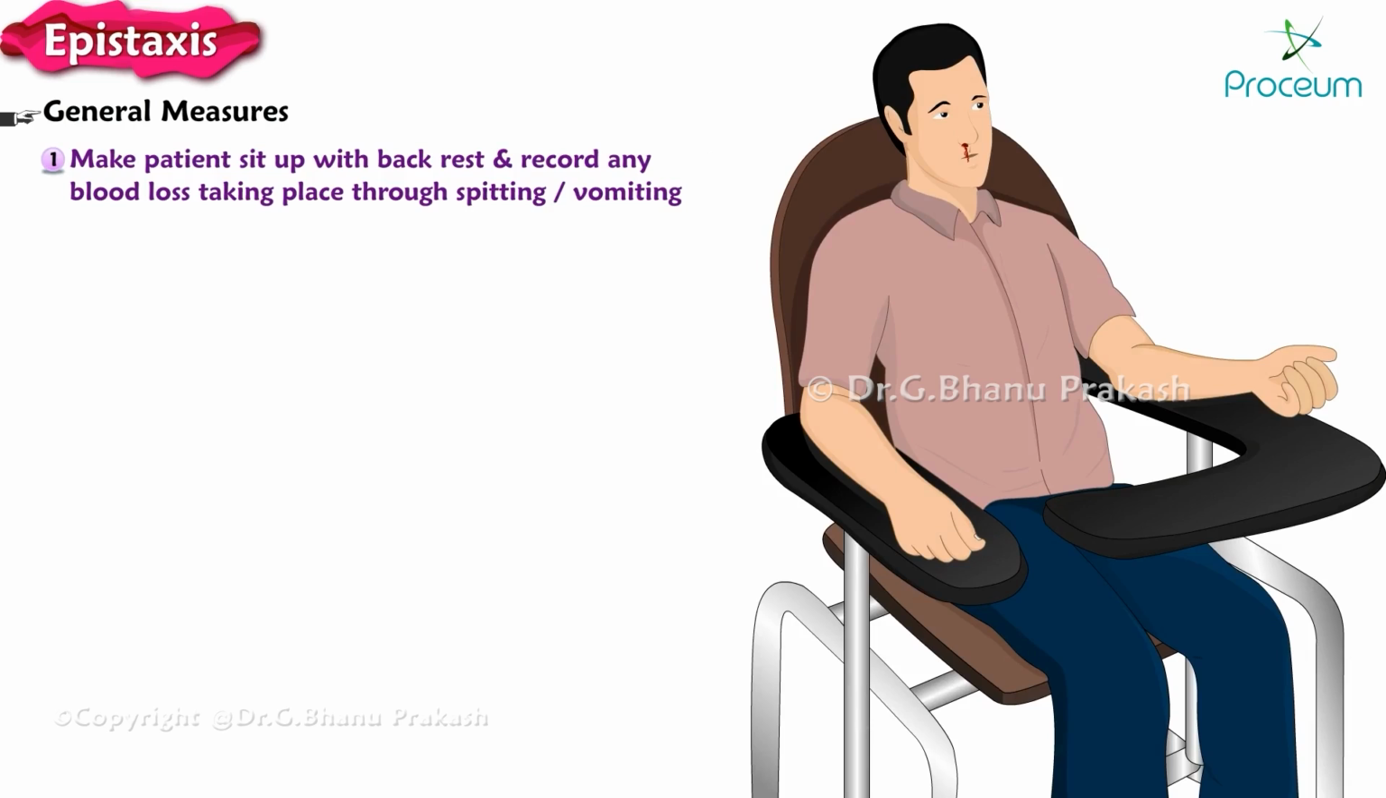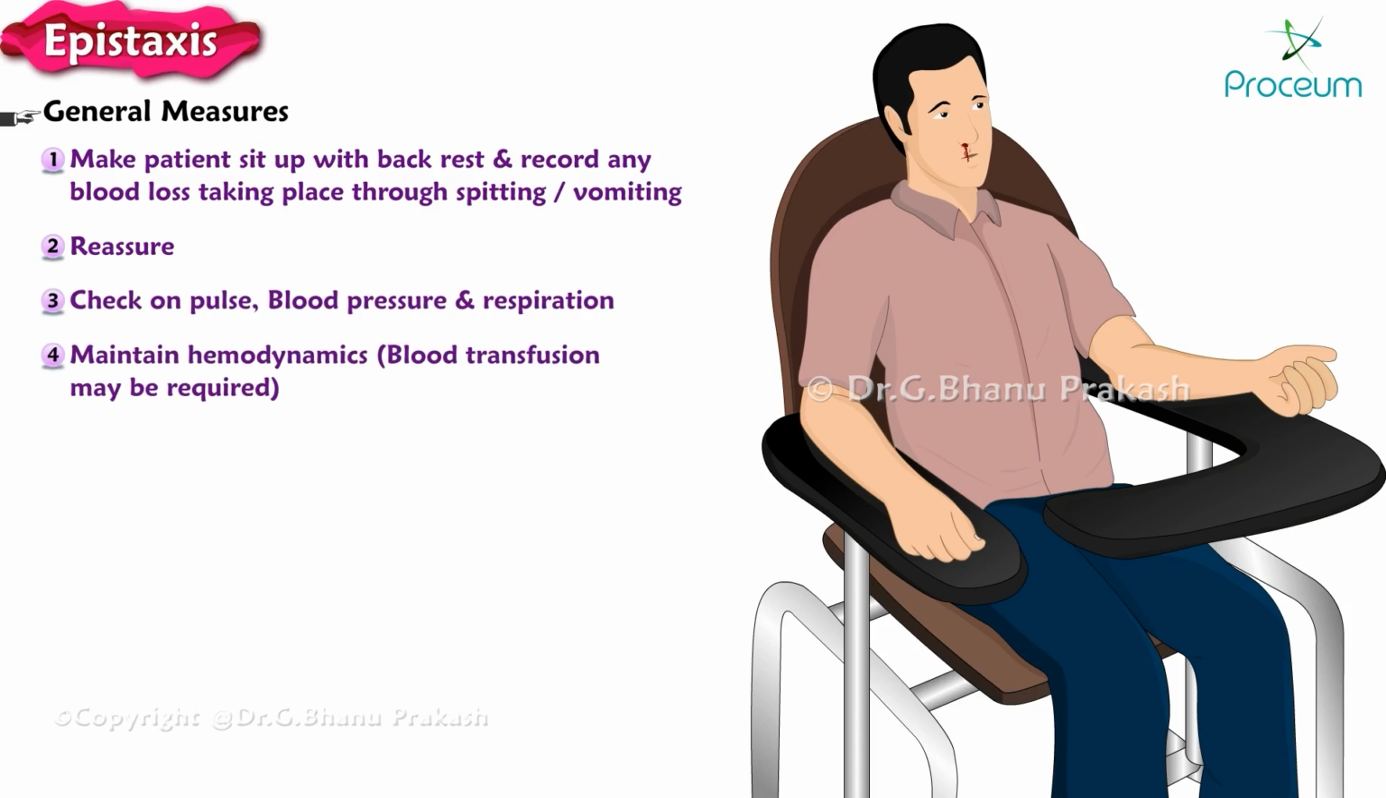General measures in epistaxis. 1. Make the patient sit up with a backrest and record any blood loss taking place through spitting or vomiting. 2. Reassure the patient. 3. Keep a check on the pulse, blood pressure, and respiration. 4. Maintain hemodynamics. A blood transfusion may be required.